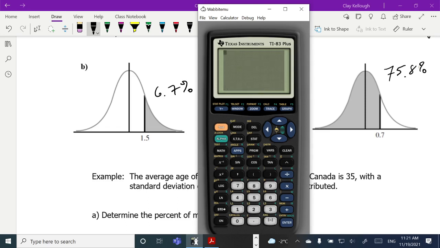Anyway, if I did want to see this graph, I go to second function, distribute, which is vars, go to draw, go to shade norm, and then type in my three numbers again. So I'm going from negative 1E99 all the way to 0.7, comma, 0, comma, 1, close brackets, equals, and there it is. There's my answer, you can see. Oh, no, it's still giving me the old answer. Yeah, I'm going to have to figure out how we get rid of that.